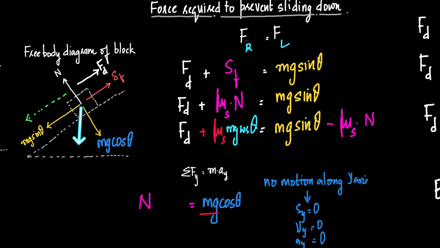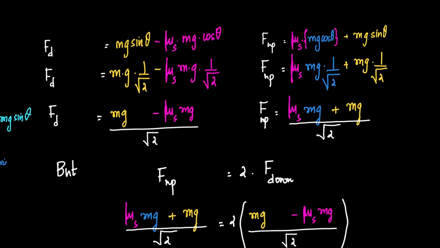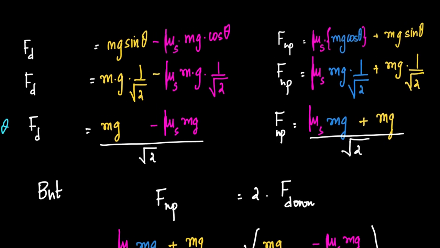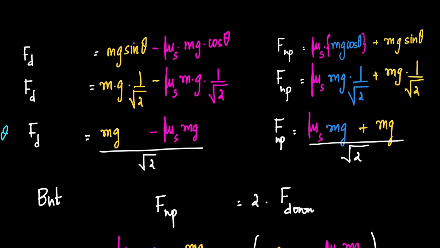Now what I've done is, I've taken this value mu s mg cos theta to the RHS, which essentially means I have written F downwards as mg sine theta minus mu s into N, which is minus mu s mg cos theta. Okay, right. So now we have got two equations. Let us spend some more time to solve these two equations, and things will become clear to you. So we have Fd is equal to mg sine theta minus mu s mg cos theta, and F up is equal to mu s into mg cos theta plus mg sine theta.